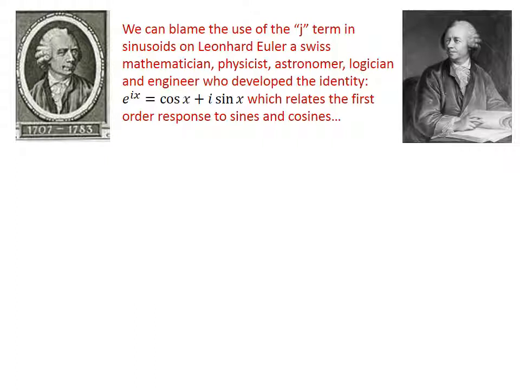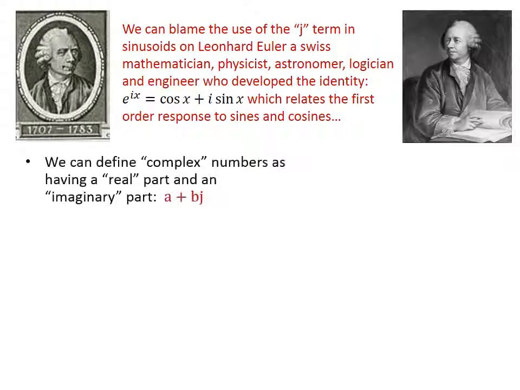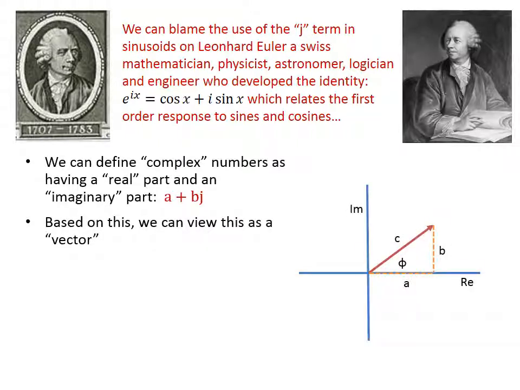So J comes from Euler, and there is an identity: e to the jx equals cosine x plus j sine x. We can define J as part of the complex number, having a real and imaginary part, and the J is the imaginary part. Based on this, we can view this as a vector.